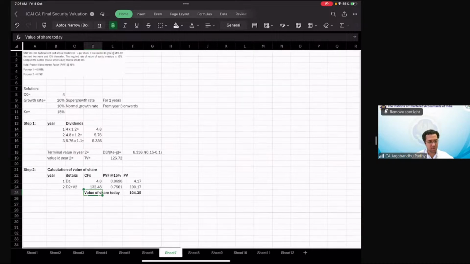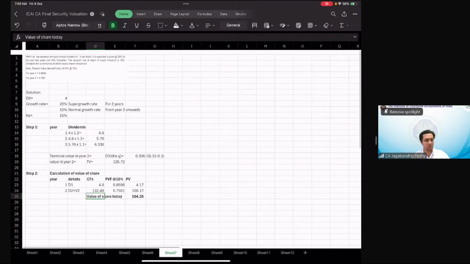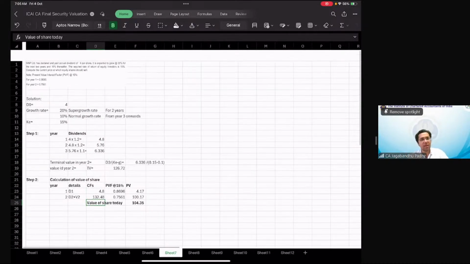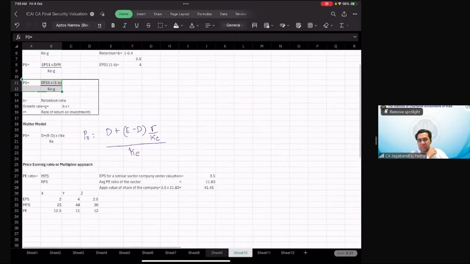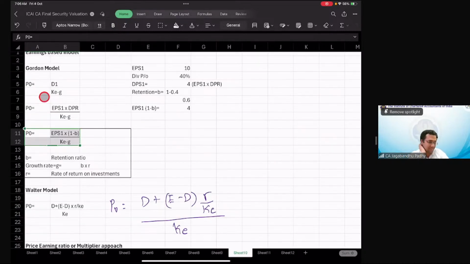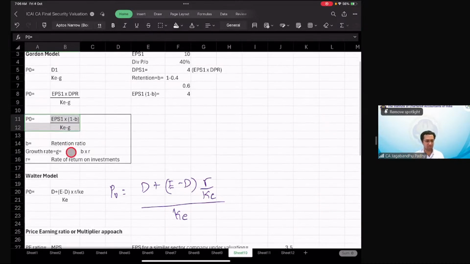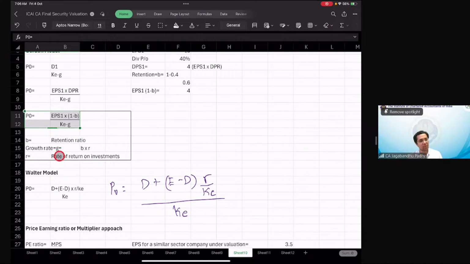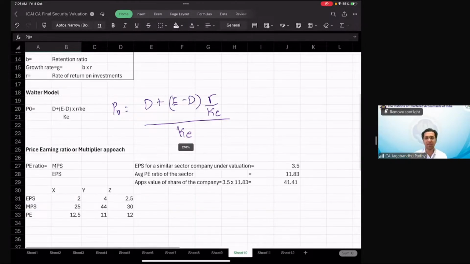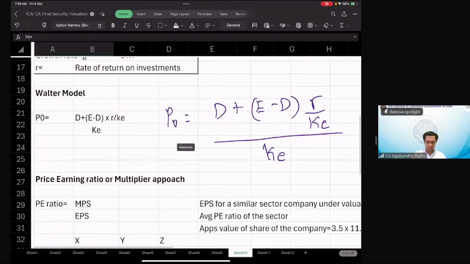Then we looked at the earnings-based approach. One was the Gordon model, which is D1 upon KE minus G, where dividend was rewritten as EPS into 1 minus B. B was basically the retention ratio, which was helpful for us to calculate the growth rate. Then we also did something around the P/E approach, the whole thing divided by KE. Then we did a few questions.